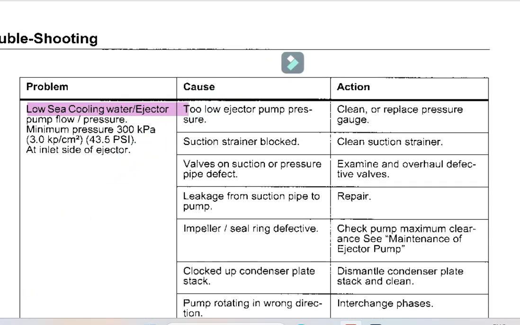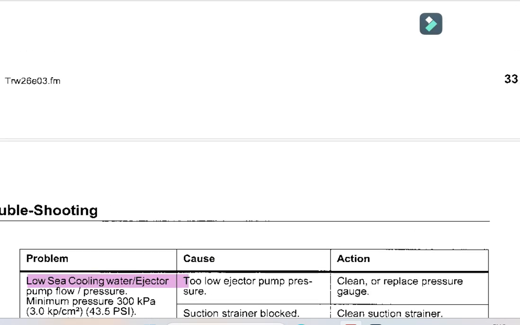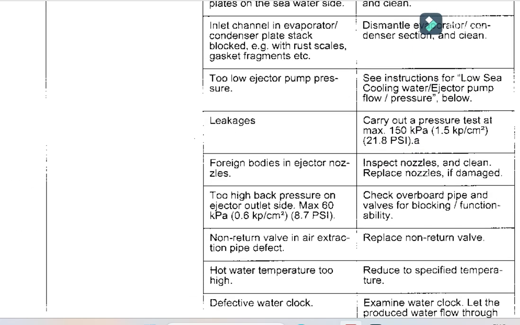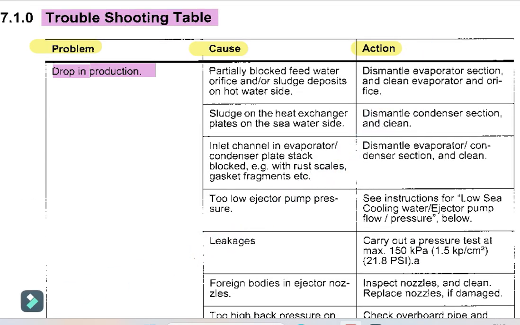So I will just start to discuss with you guys related to the troubleshooting aspect, and you can understand better. So first is your drop in production, means sufficient production is not there. So first column represents your problem, second column represents the causes, and third column represents the action. So first, if the production drop is there, what can be the cause? Either the partially blocked feed water orifice or sludge deposition in hot water side. Hot water means basically the evaporator. Okay. So in this case, what action has to be taken?